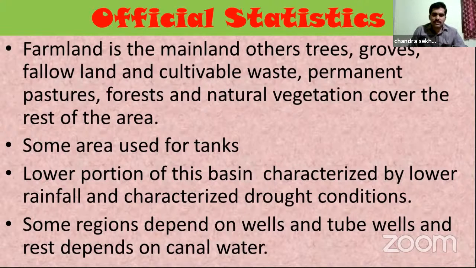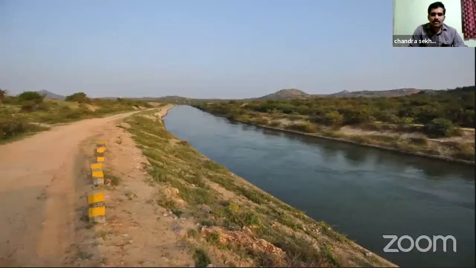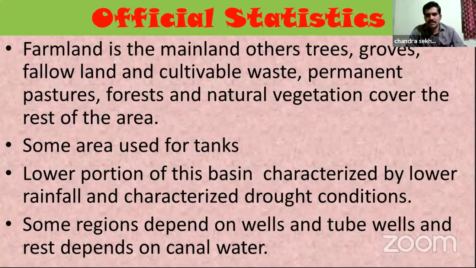The lower portion of this basin is characterized by lower rainfall and drought conditions, particularly in the Andhra and Telangana regions. Maximum water is coming from the upper and middle catchment area, which is in Karnataka. Some regions depend on wells and tube wells, and the rest depend on canal water also. The regions in the catchment area of the Tungabhadra river are not getting sufficient water and rainfall. That's why they depend on open wells and tube wells also. Some of the regions get canal waters.